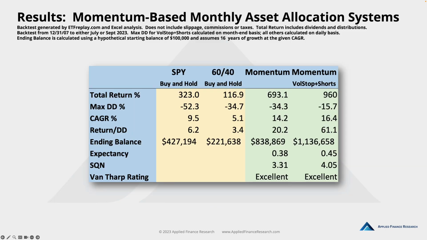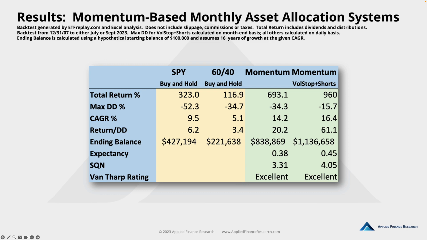What kind of results can we generate with the concept of momentum? We're looking here at backtest data for 2 momentum-based monthly asset allocation systems. On the right in green, the first column is a standard out-of-the-box system that's very similar to the first generation BMR systems taught by Dr. Ken Long for the last several decades. The second column in green is a second generation system that adds optional volatility stops and short positions.